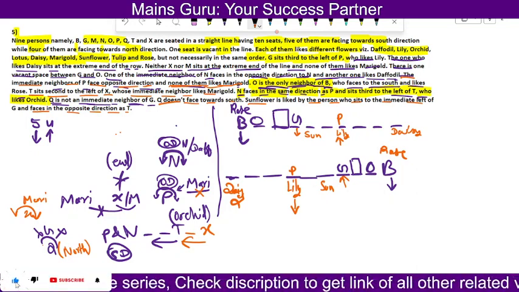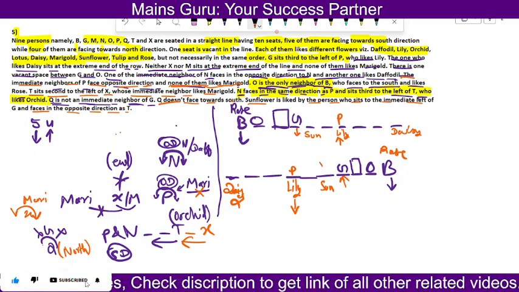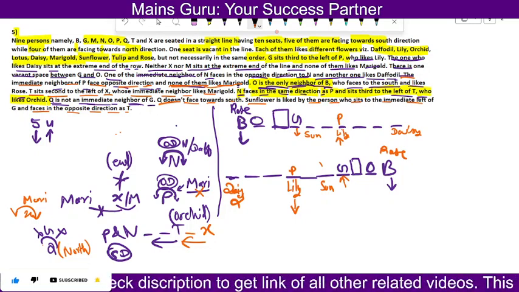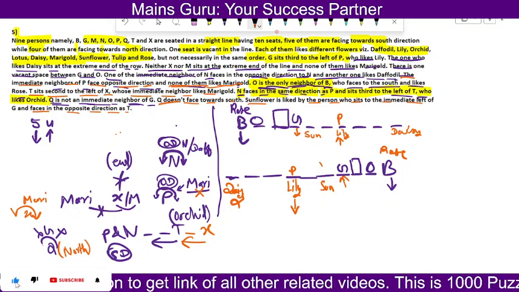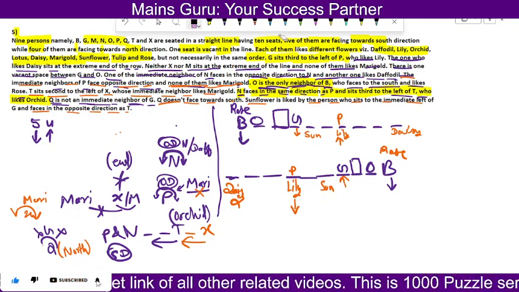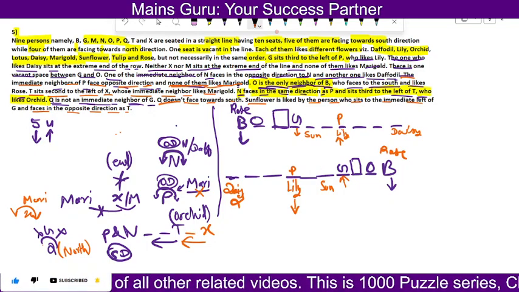So suppose I write T here, then is it possible to write X here? Not possible, na? Not possible. So it means this eliminates that possibility.